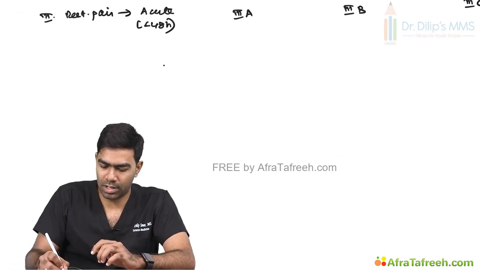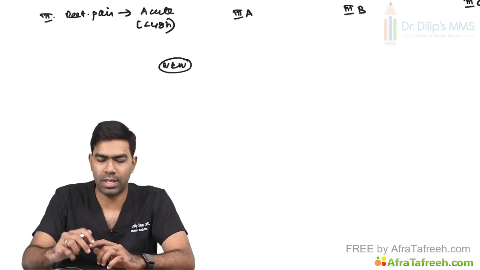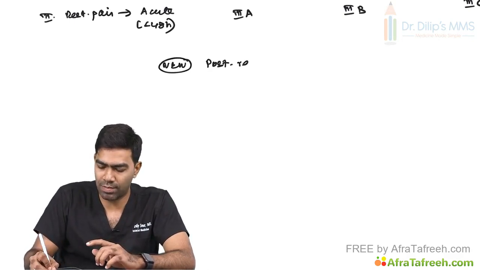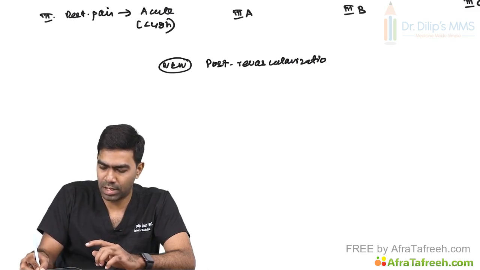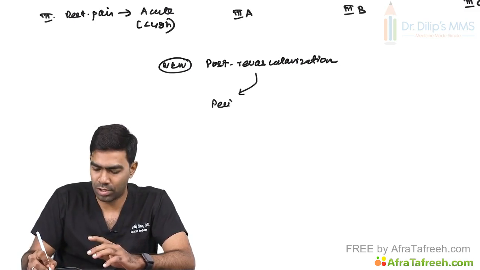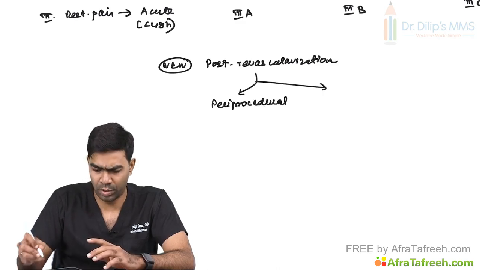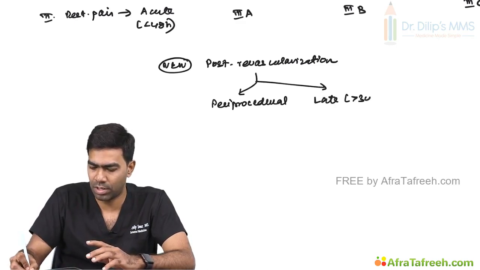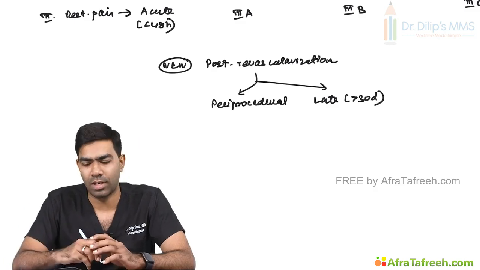And apart from that, there is a new addition by the AHA to the Braunwald classification called post-revascularization angina. That can happen after a PCI or a coronary artery bypass grafting. It can be either peri-procedural, which typically happens within 48 hours of that particular procedure, or it can be late in nature, happening beyond 30 days as well.